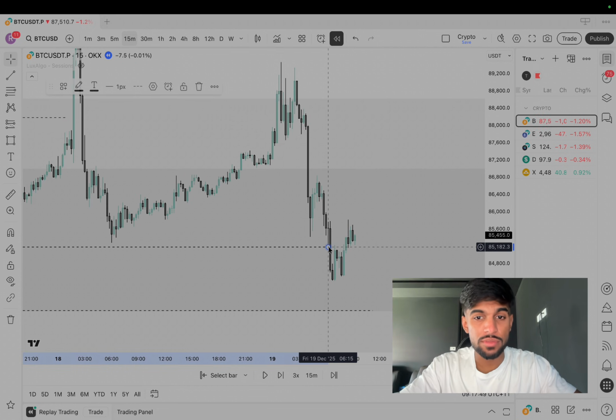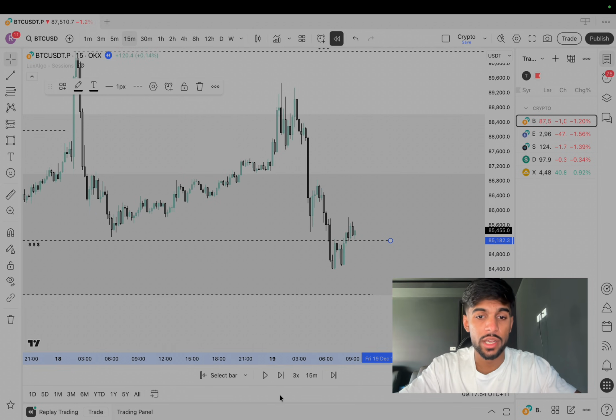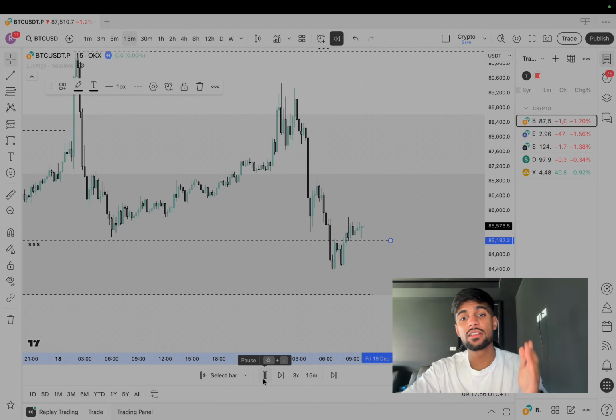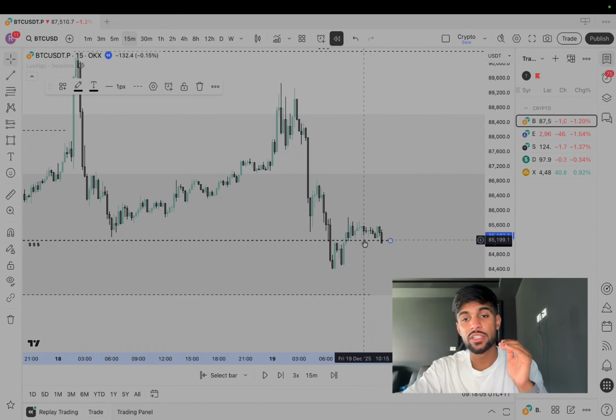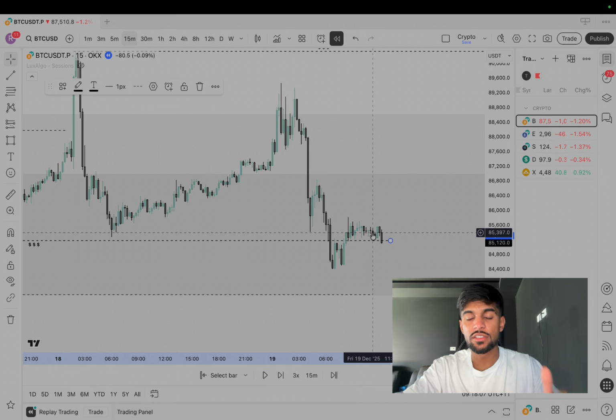So at this stage, I'm still not getting in. I'm looking for a bit more confirmation for my entry. So we'll let it play out. And then this is another sweet spot to look out for. As you can see, we have had price reject and bounce off this level and respected it many times. Now, this is a really good signal for me to look to enter.